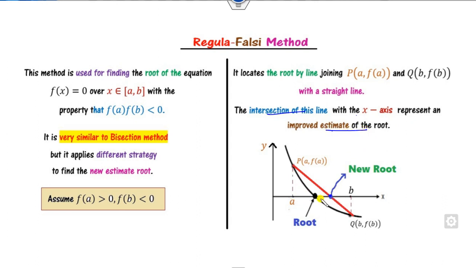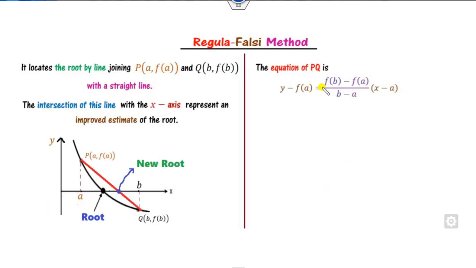Again, if I take this point and b, we can see the new point here. Then we join these coordinates, and we get a new point, and again, until we get near this root. How can you write the equation of PQ? That is the simple two-point form of a line. Now it cuts the x-axis, so y is equal to 0.